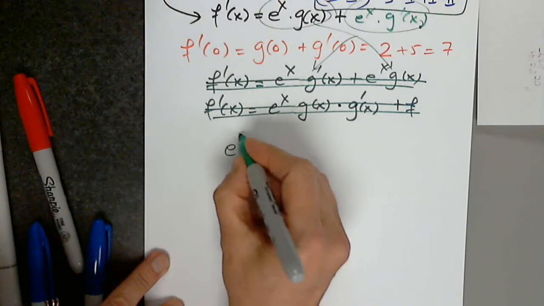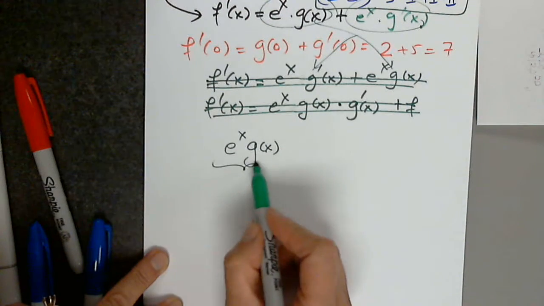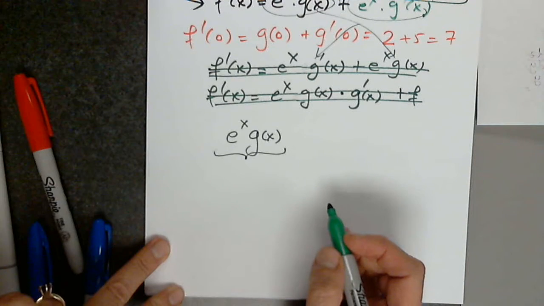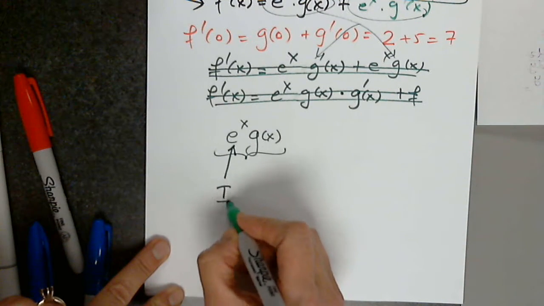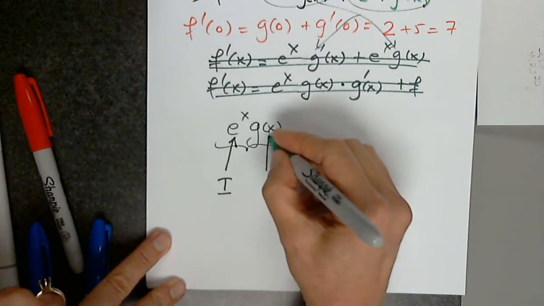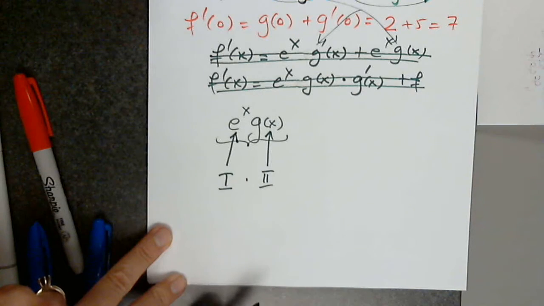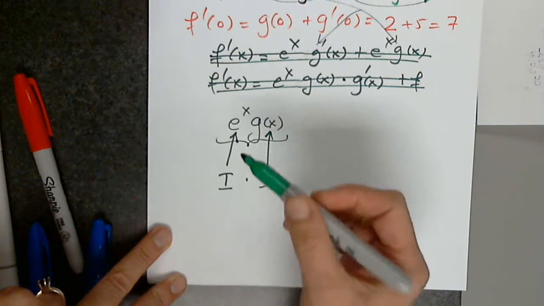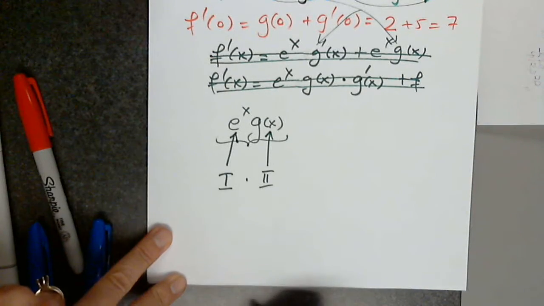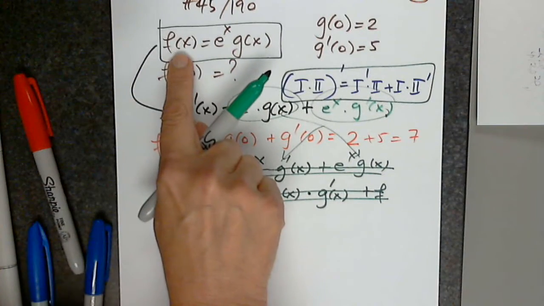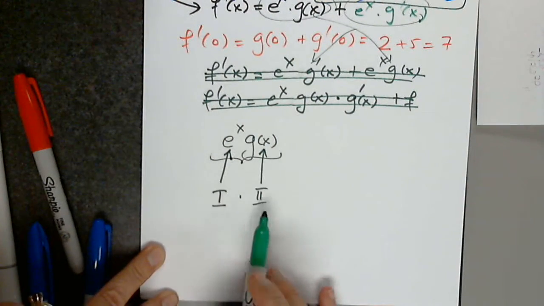So let's look at this function like this. What is it composed of? It's composed of a function, which I'm going to call 1, and it's composed of another function that I'm going to call 2, and they are multiplied. So e to the x is the first function, g of x is the second function. Forget about this notation for a moment, okay? Let's just look at the product of these two functions.